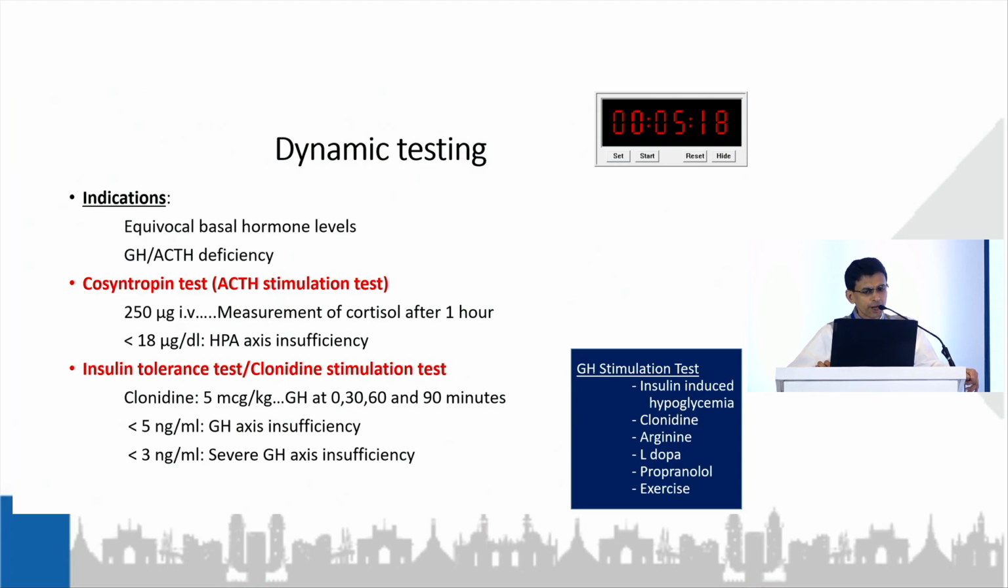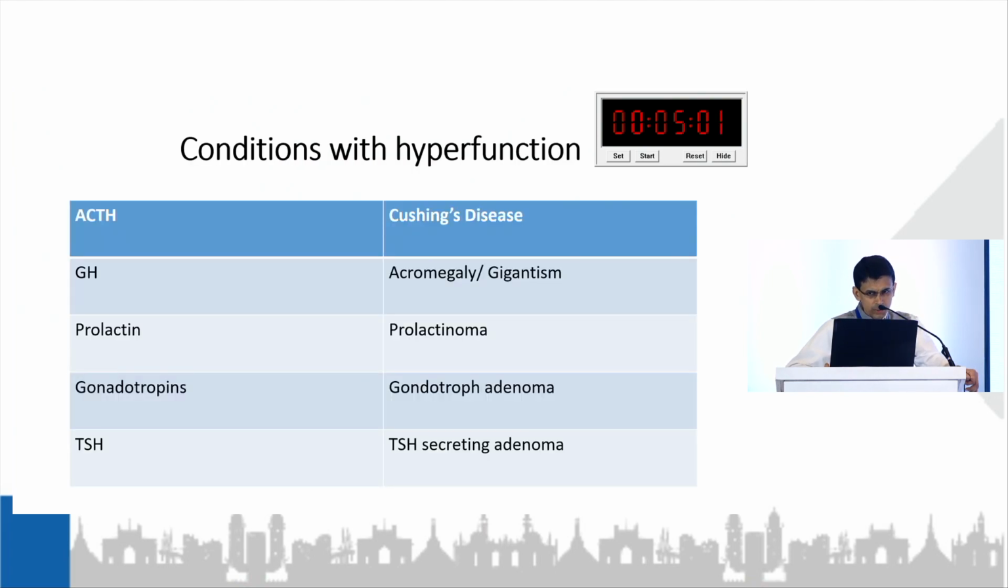For growth hormone stimulation, we have various tests, but the commonly used is the clonidine stimulation test, 5 microgram per kg of clonidine, then growth hormone assessment at 0, 30, 60 and 90 minutes. Any value less than 5 nanogram per ml suggests growth hormone axis insufficiency, and any value less than 3 suggests severe growth hormone axis insufficiency. So these are the conditions with hyperfunction. I will not go into the details, but I will just touch upon these areas.